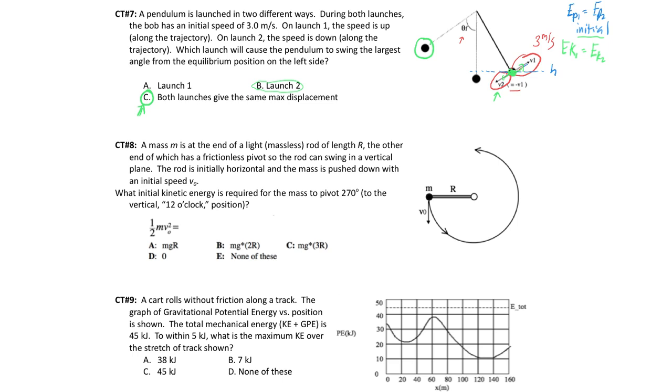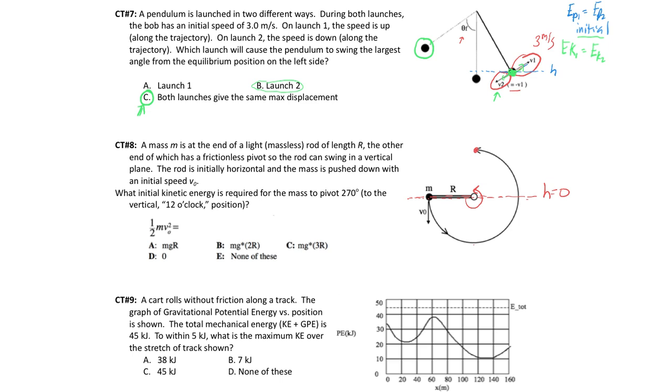The rod is initially horizontal, and the mass is pushed down with initial speed v0. So what initial kinetic energy is required for the mass to pivot all the way up to that 12 o'clock, 270 degrees, right from here around to there would be 270 degrees. So how fast do we need to push it? All right. Well, there's a couple of ways to go about this, but I would say we're going to simplify. We're going to call this initial height right here my height equals 0. You can define where you want your 0 height to be. Now, can you define the bottom to 0? Yeah, but we don't need to, because no part of our question is below that point.